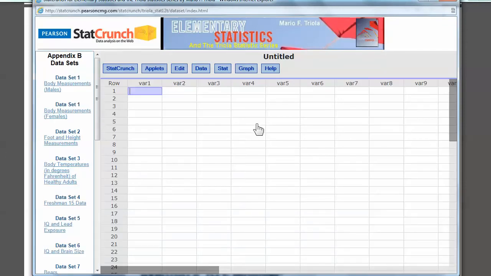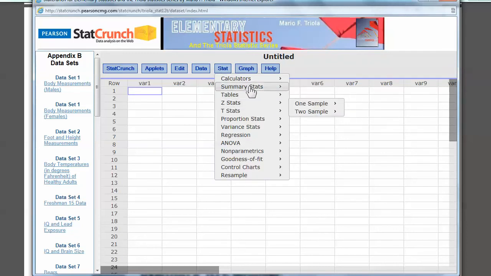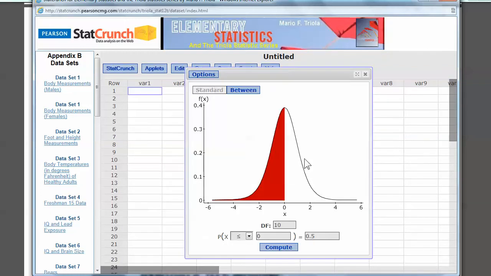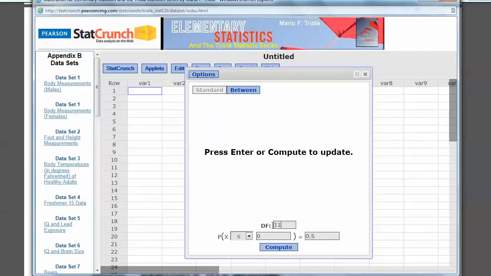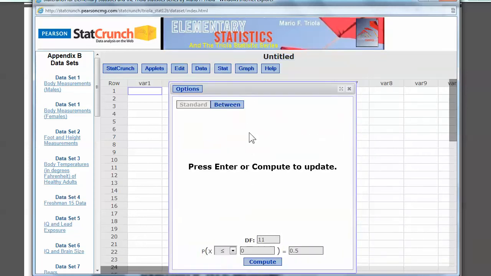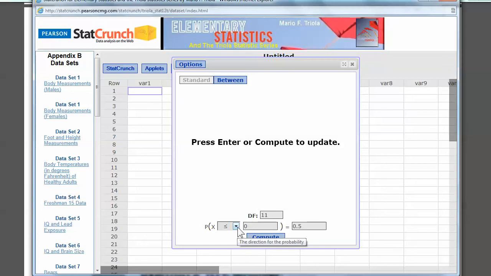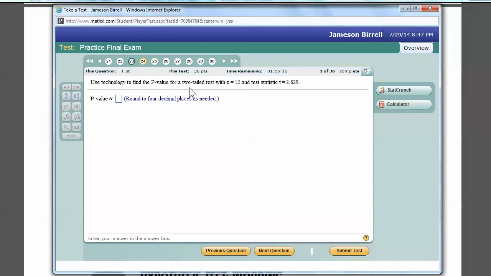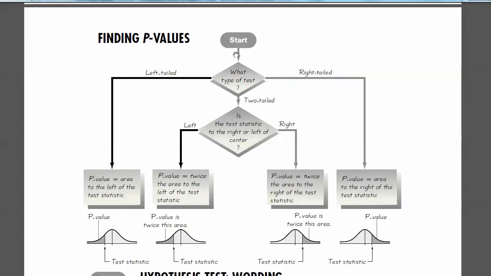The TI-83 can do this, and the TI-84 can do it also. So I'm going to go to the calculator. I'll choose a t-distribution. My degrees of freedom will be 11 since n was 12. And if I'm going to find the p-value, I need to go, let's see, what was it? It was a two-tailed test. Okay, so this test statistic fell to the right of center, and that is where I come to this flowchart. What type of test is it? Two-tailed. Is the test statistic to the right or left of center? It's to the right. So I'll double the area to the right of the test statistic.